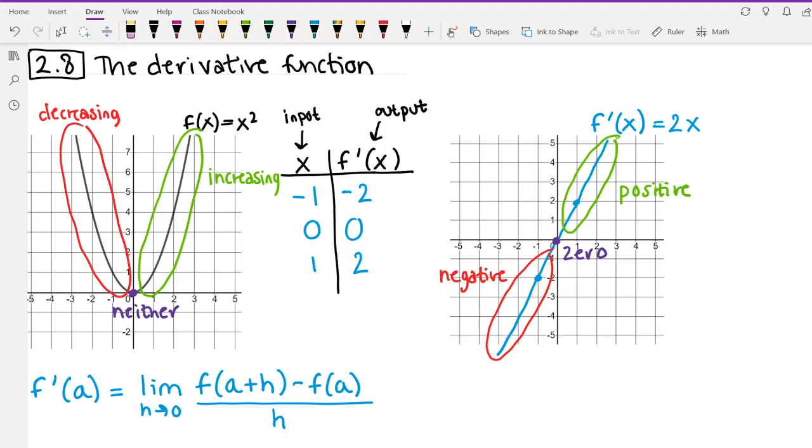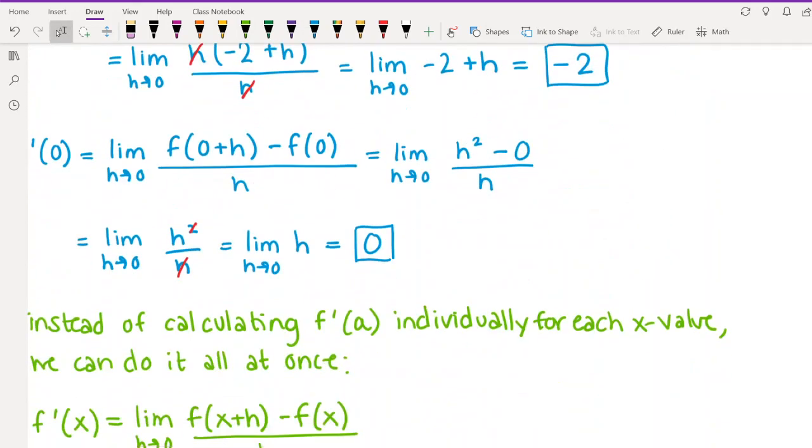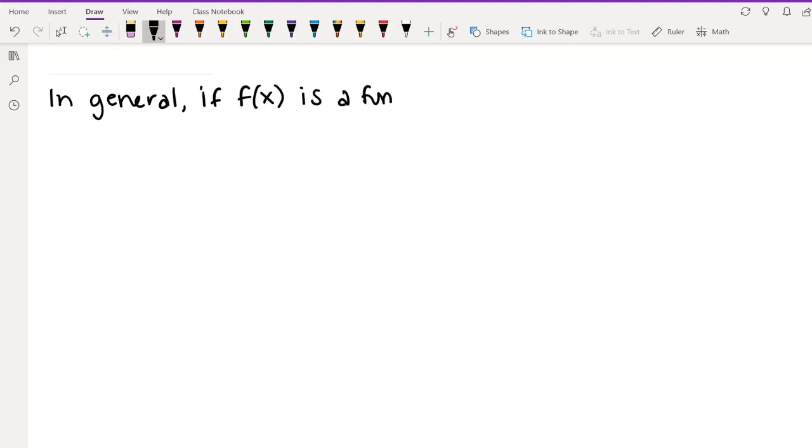Okay, let me see if there's anything else I want to say about this example before we move on. I don't think so. So let's move on to another example. Actually, let me write out one general fact before we get to the next example. In general, if f of x is a function, then f prime of x is called its derivative function.